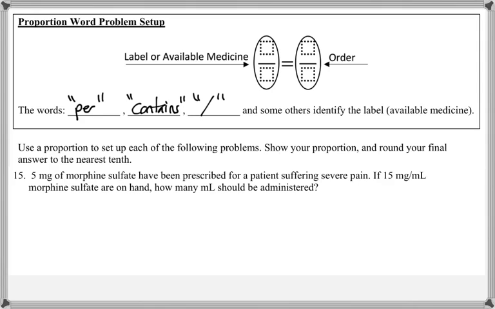So I see the slash here, so that is going to be my label, or my available. So that's going to be 15 milligrams. Now, this says per milliliter.